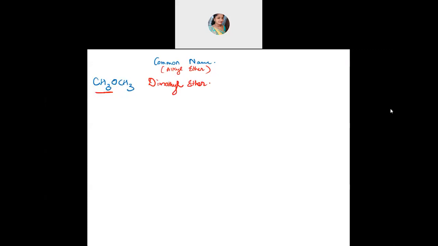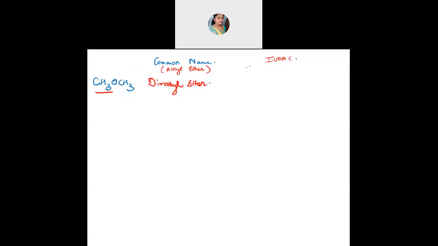Common name, how to write? Any doubt, you ask me. Why not take it as a two-carbon one? Why not take that as ethyl? The reason is that they are not arranged in a continuous fashion. It's not carbon and carbon, it's carbon, oxygen, and then carbon. So we don't get the root word correctly here. It's separate: one carbon, methyl, then methyl. So two methyls are there, so dimethyl ether.